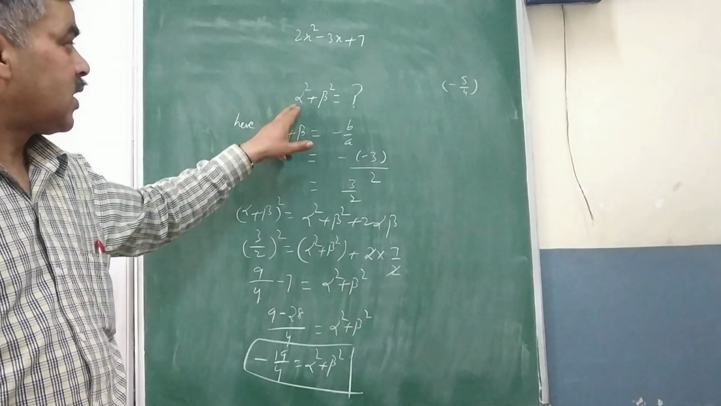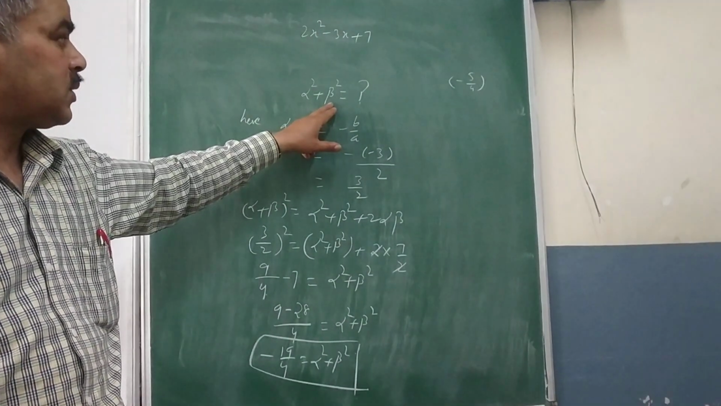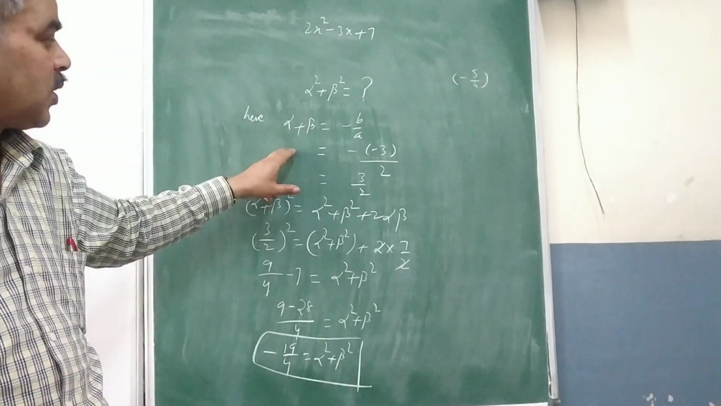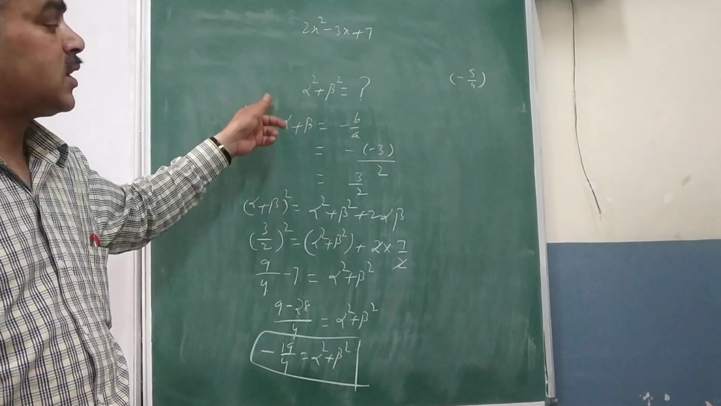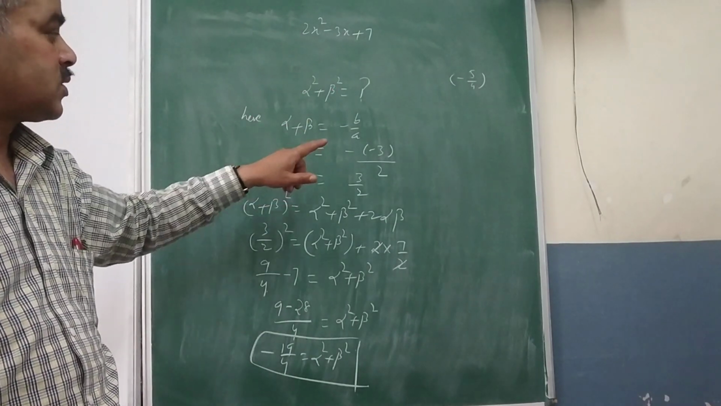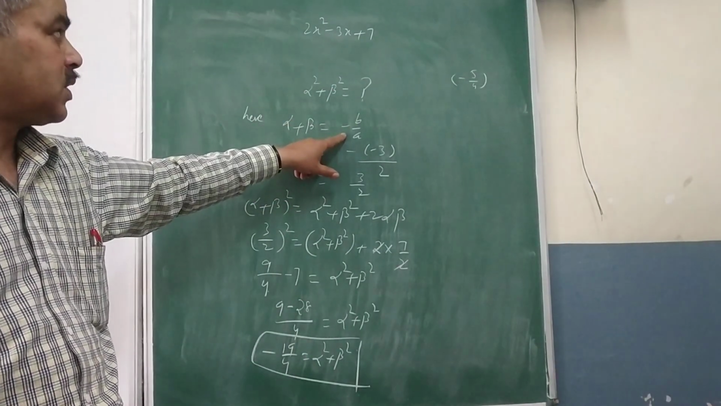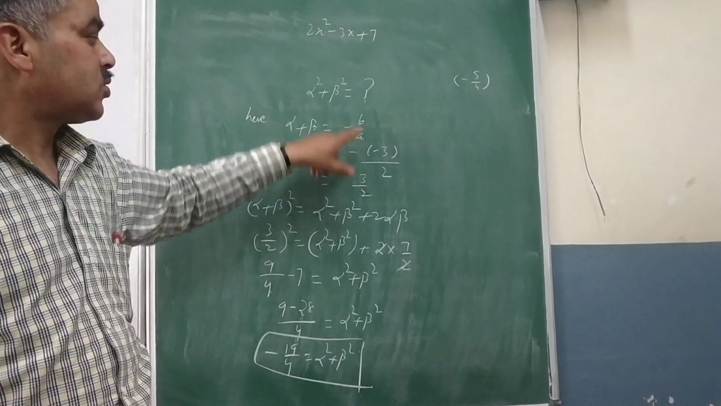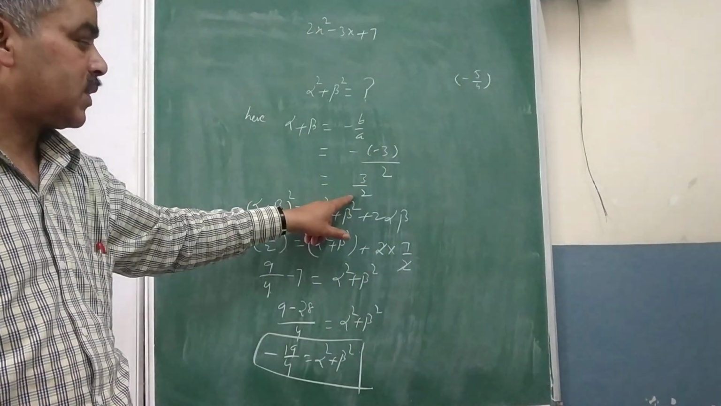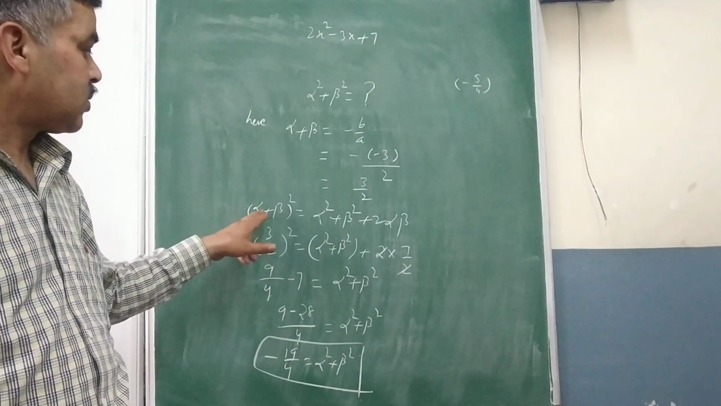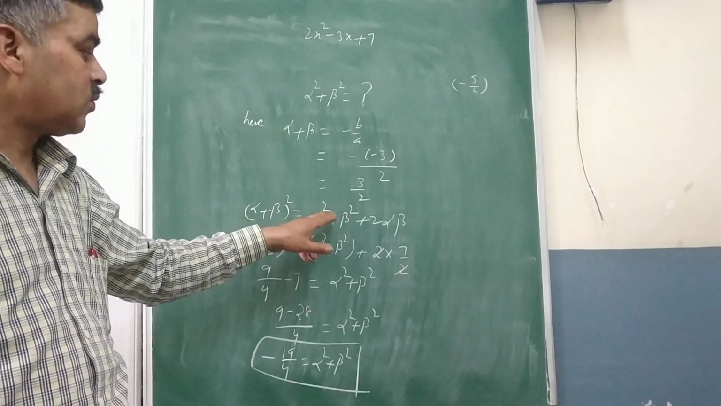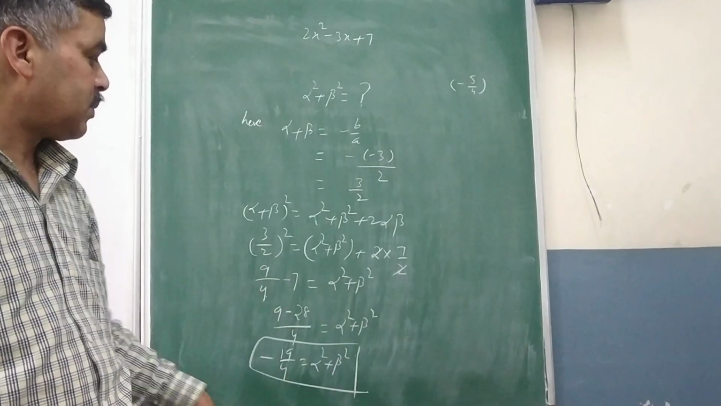Now from here, as you need to determine alpha square plus beta square, please focus your attention upon alpha plus beta. Alpha plus beta, that is the sum of the zeros, as it is given that alpha and beta are the zeros of this polynomial. So that will be equal to minus b upon a. And b here is minus 3, so minus 3 upon a is plus 3 upon 2. Then you take the square of both the sides, alpha plus beta whole square is equal to alpha square plus beta square plus 2 alpha beta.